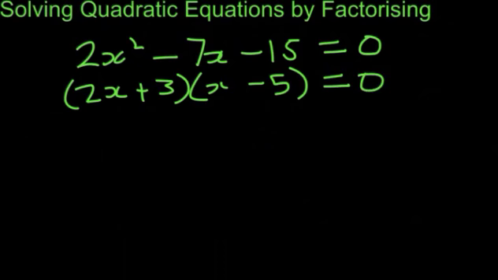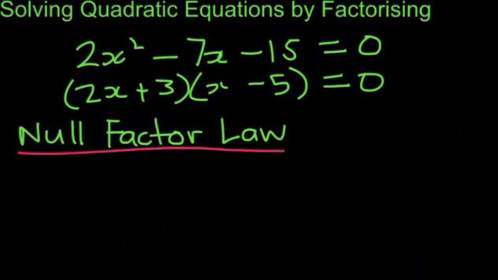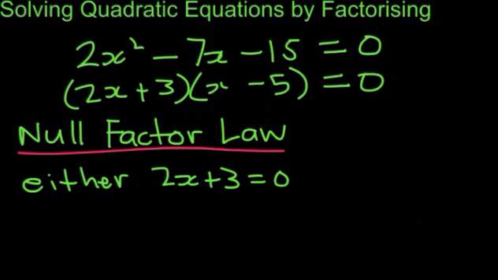And there's an element of mathematics called the null factor law. The null factor law just says that either 2x + 3 = 0 or x - 5 = 0. If we look at the first expression, we can find out what value of x would make that equal to 0.